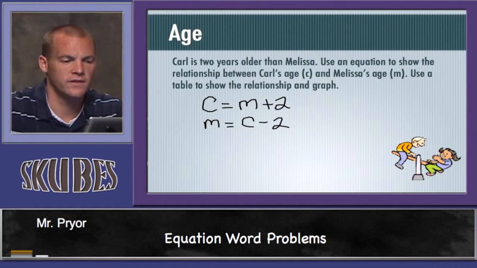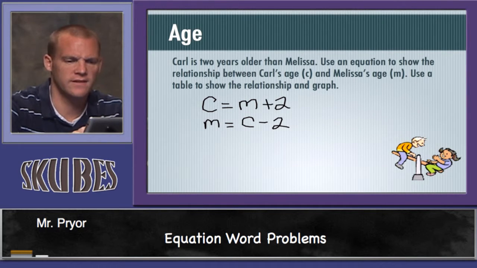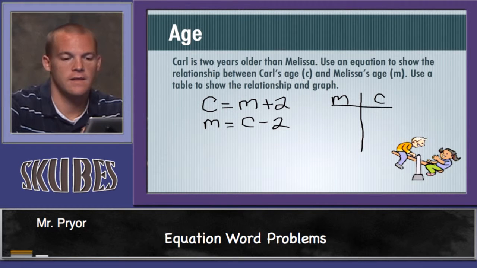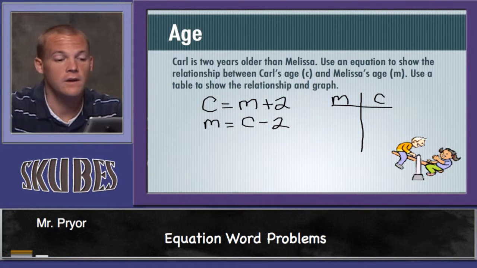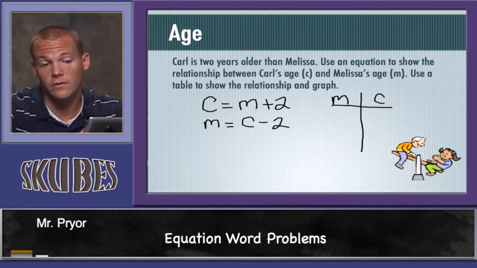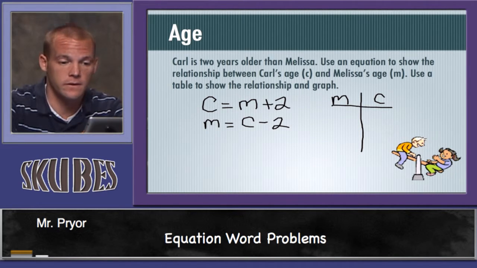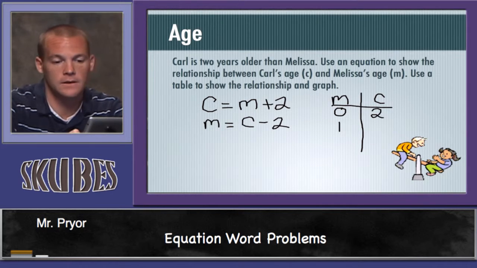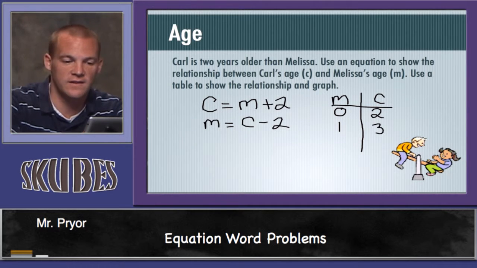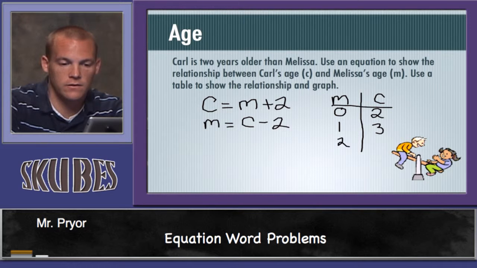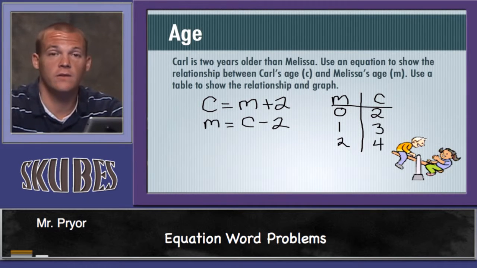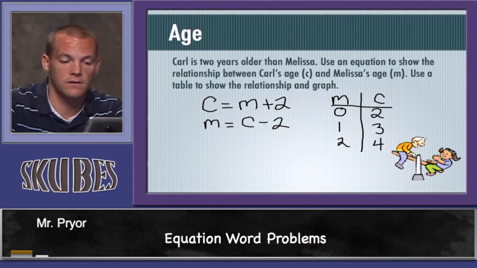As far as setting up your table, you can set that up as M on one side and C on the other. And because we know that Melissa is always 2 years younger, or Carl is always 2 years older, we can start with her age. When Melissa was 0, Carl had to be 2. When Melissa was 1, Carl had to be 3. And then you can just fill in a couple more because you'll start to see that there's a pattern here. 2, 3, and 4. All right, and we're going to use that pattern then to create our graph.